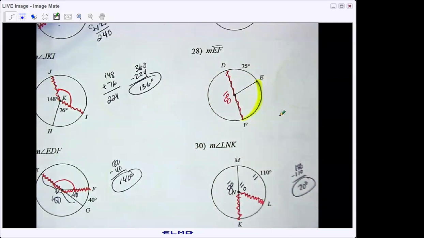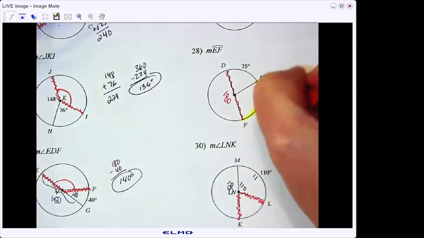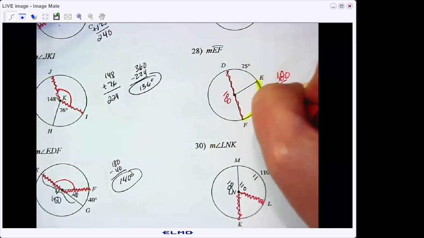Subtracting them, we're left with 105. Hey guys, make sure you have your mics muted. Okay. Good. So we take the 180 minus the 75, and we get 105. Three more. You can knock these out really quick.